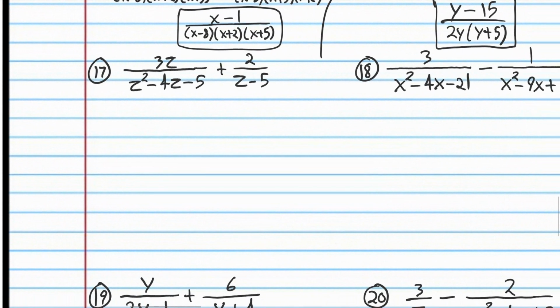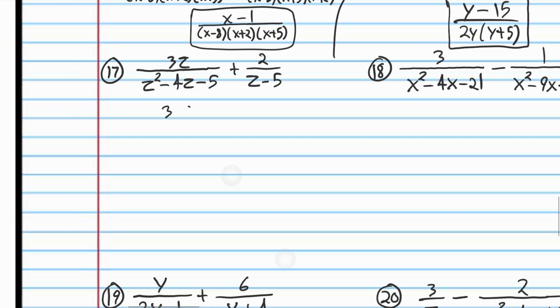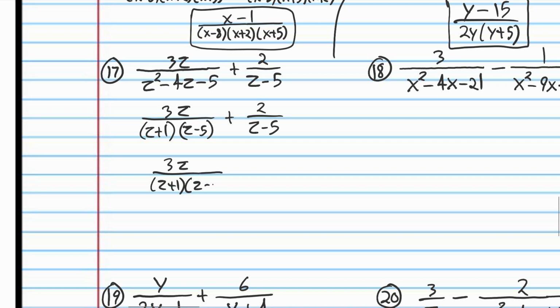All right, so try number 17, and when you come back, we'll do it together. All right, we're back. First step is to factor. And that allows us to see what we need to do. So that's telling us that we need to multiply both sides of this fraction by z plus 1. And there's really nothing that we need to do to the fraction on the left.